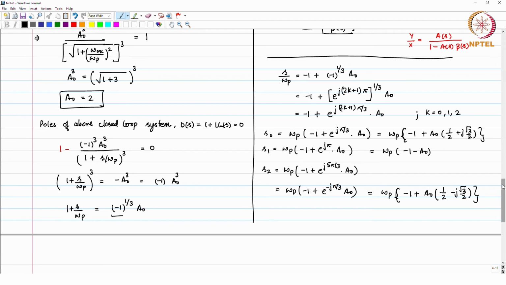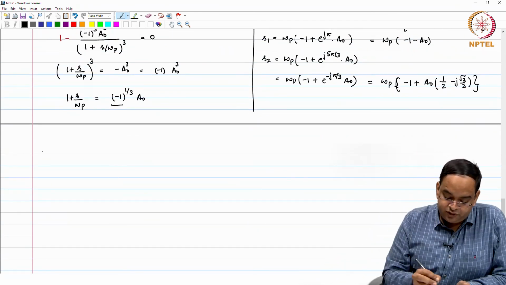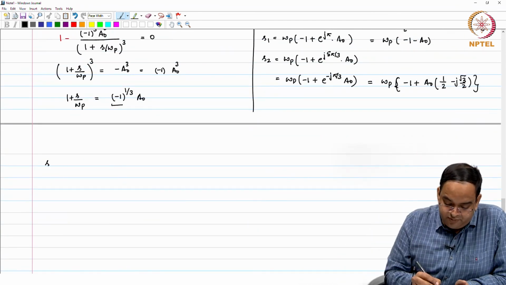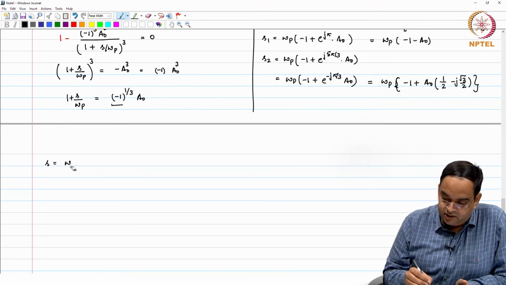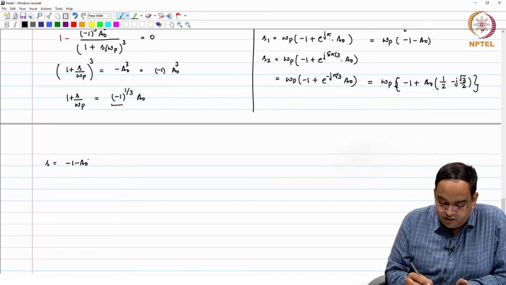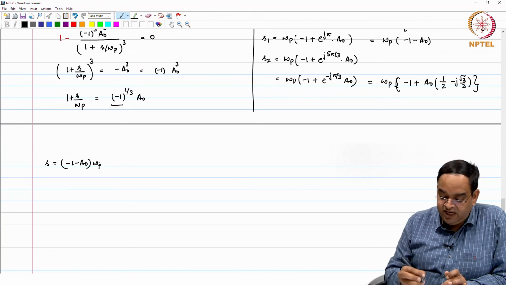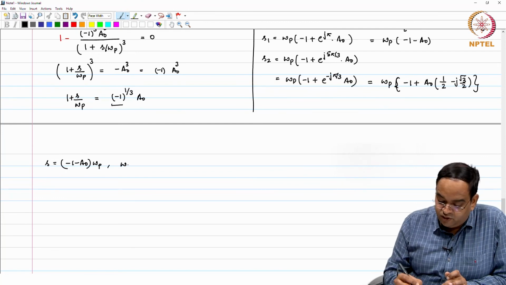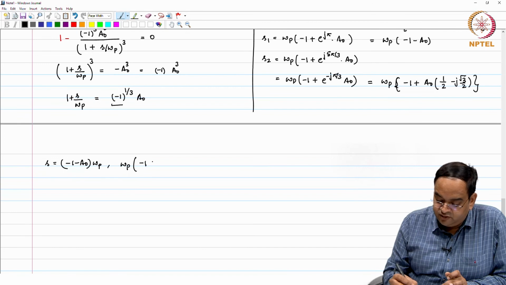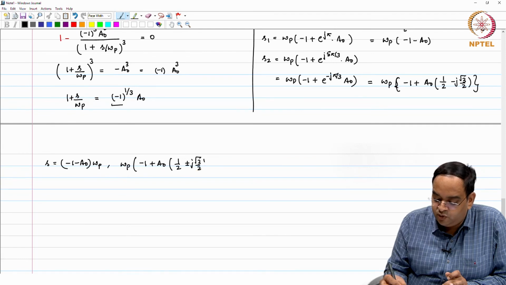So, the 3 poles which you are seeing in the closed loop are equal to omega p or minus 1 minus A naught omega p. So, this pole is going to be in the left half plane. The other poles are omega p into minus 1 plus A naught times half plus minus j root 3 by 2.